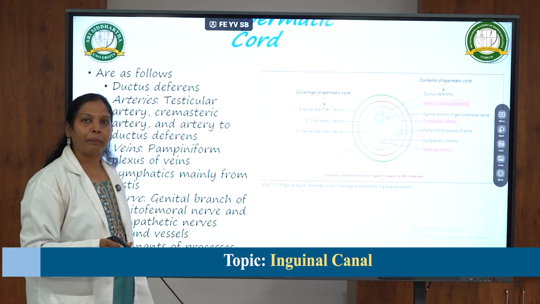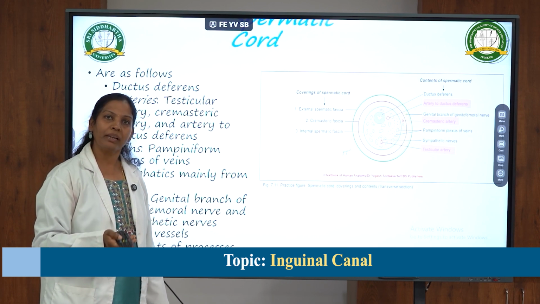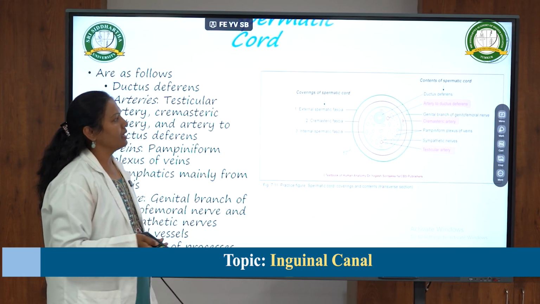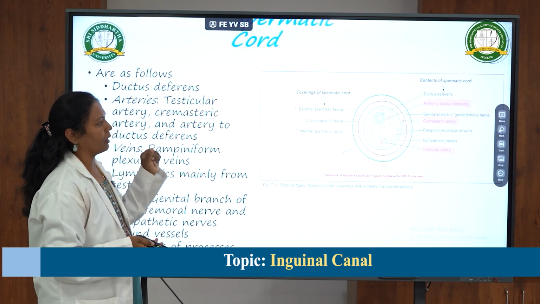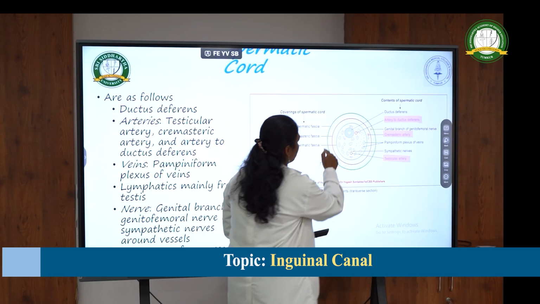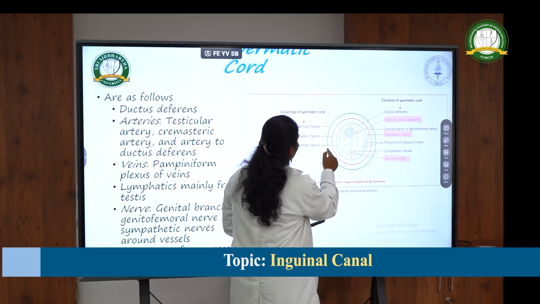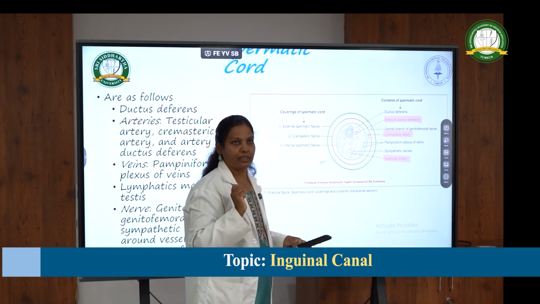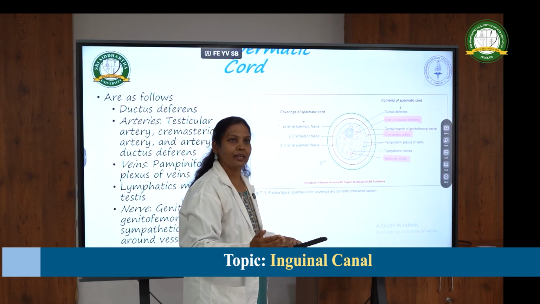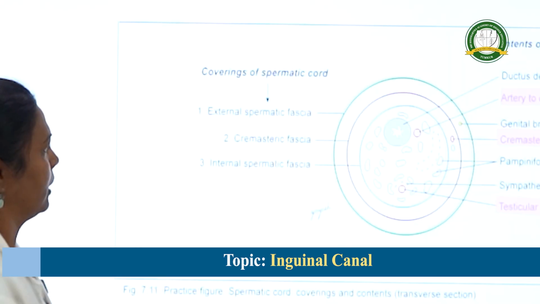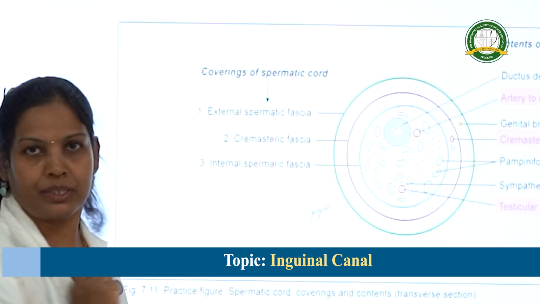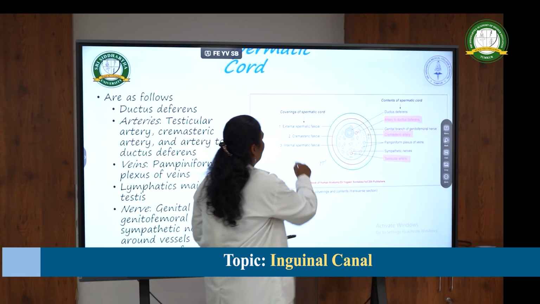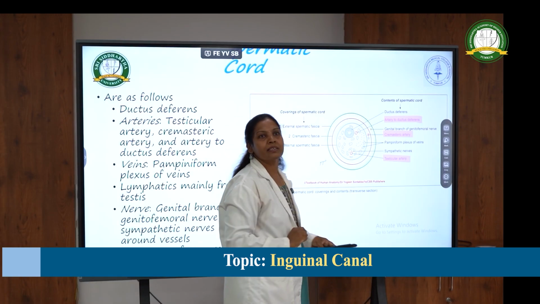What are the contents of the spermatic cord then? What is the spermatic cord? It's a tubular structure which suspends the testis in the scrotum. It has three coverings, from outer to inner. The outermost covering, the green colored one, is the external spermatic fascia, which is the continuation of the external oblique abdominis muscle. Next is the cremasteric fascia, which is the continuation of the internal oblique abdominis muscle, and the innermost is the internal spermatic fascia.